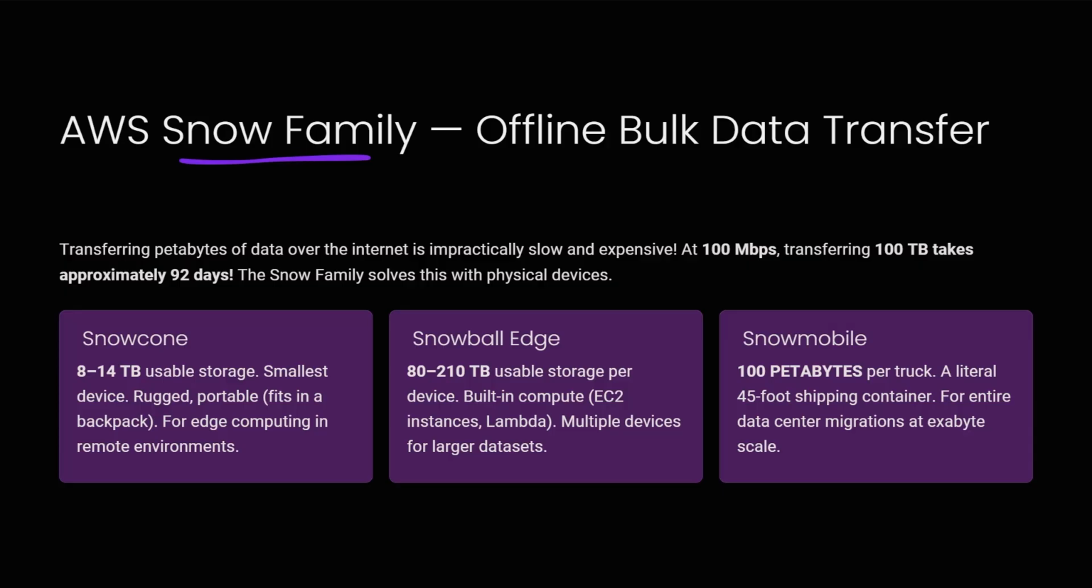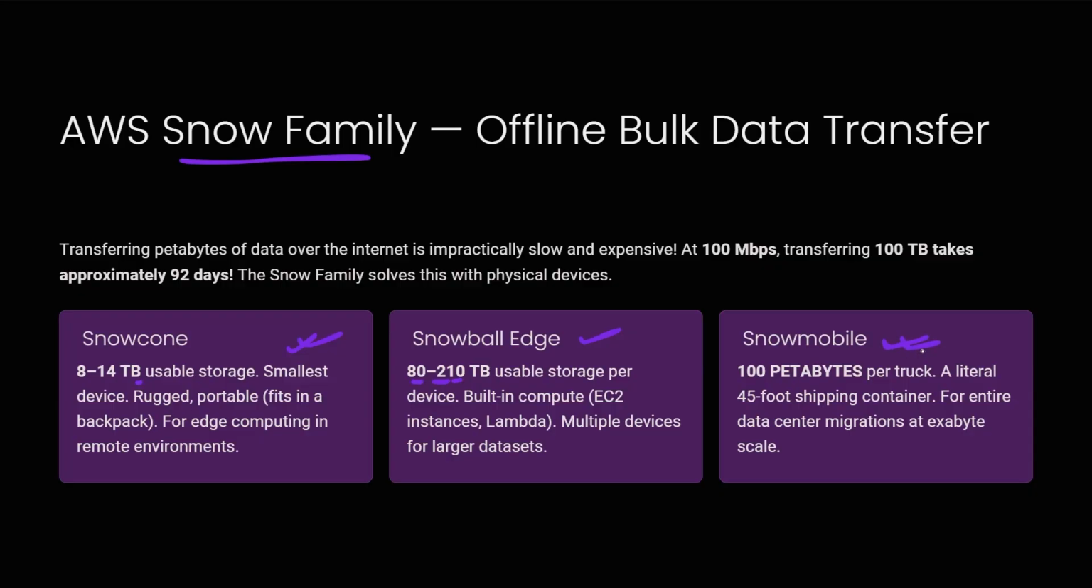And for small jobs or extreme environments like a research drone out in a desert with zero internet, they have the Snowcone. It holds about 8 to 14 terabytes and it is so small that it can fit in a backpack. For medium standard jobs, you order a Snowball Edge. It looks like a heavy duty piece of military luggage and holds anywhere from 80 to 210 terabytes. And finally, what if you are shutting down an entire enterprise data center with exabytes of data? AWS will literally drive a 45-foot 18-wheeler truck to your office.